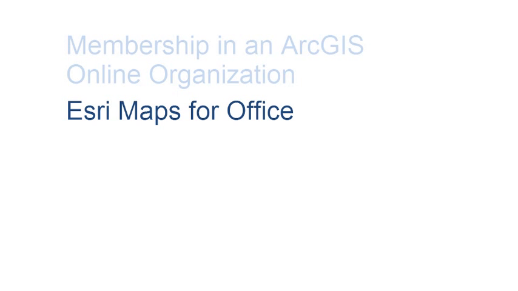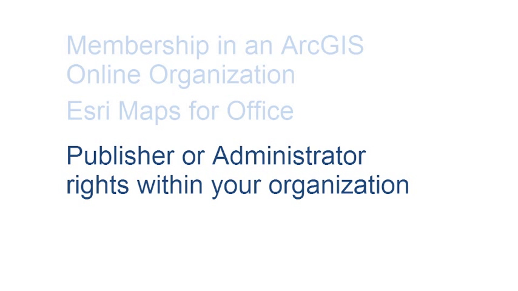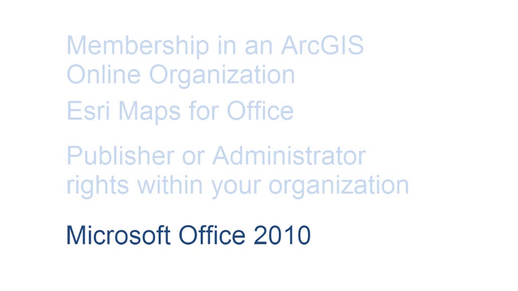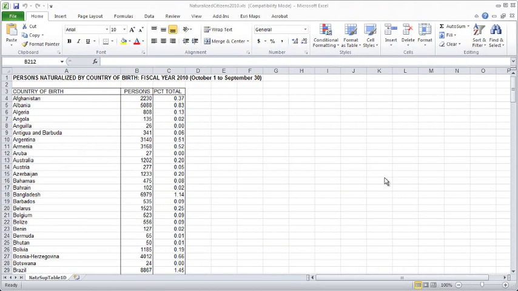You'll also need Esri Maps for Office, which is included in your ArcGIS Online subscription, publisher or administrator rights within your ArcGIS Online organization, and finally, Microsoft Office 2010. Okay, so let's explore what the spreadsheet data actually describes.